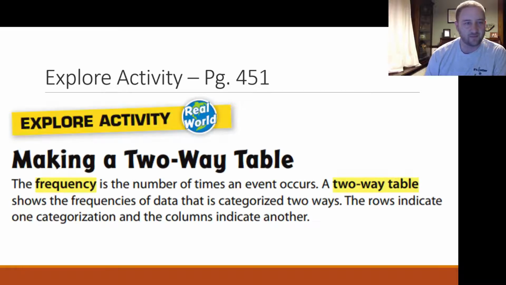So, all right, we are going to go through this explore activity. Today we are making a two-way table. It says the frequency, and again, I would probably write down in your notes these highlighted vocabulary words. The frequency is the number of times an event occurs. A two-way table shows the frequencies of data that is categorized two ways, right? So you're going to have one piece of data being compared with another piece of data. The rows indicate one categorization, and the columns indicate another.